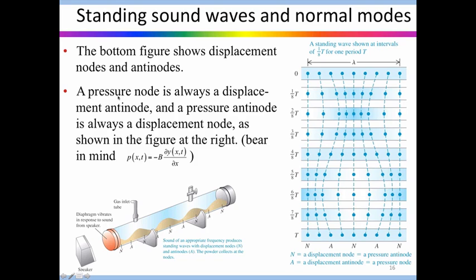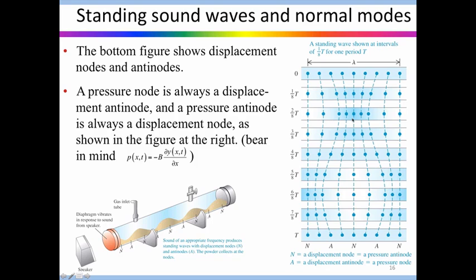We have seen the derivation of the equation where the pressure is given by minus B, the derivative of the displacement with respect to x. We know that a pressure node is always a displacement antinode, and a pressure antinode is always a displacement node. As shown in this figure, this is a displacement node because the particle is not moving at all over time, and the particles next to it, on the left and on the right, are coming towards it.